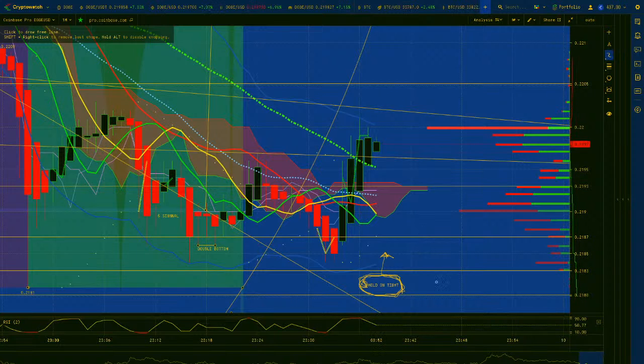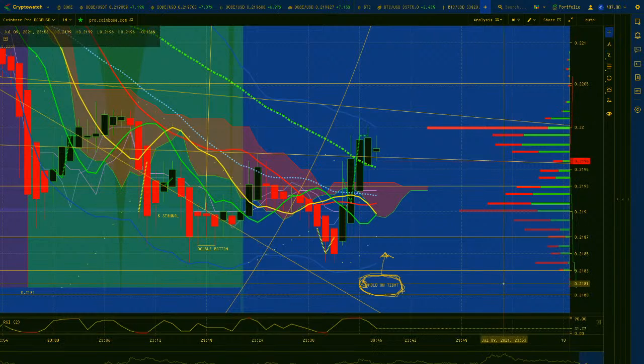Cool. What's the time frame on the chart that's streaming right now? What's the time frame on it? 5.